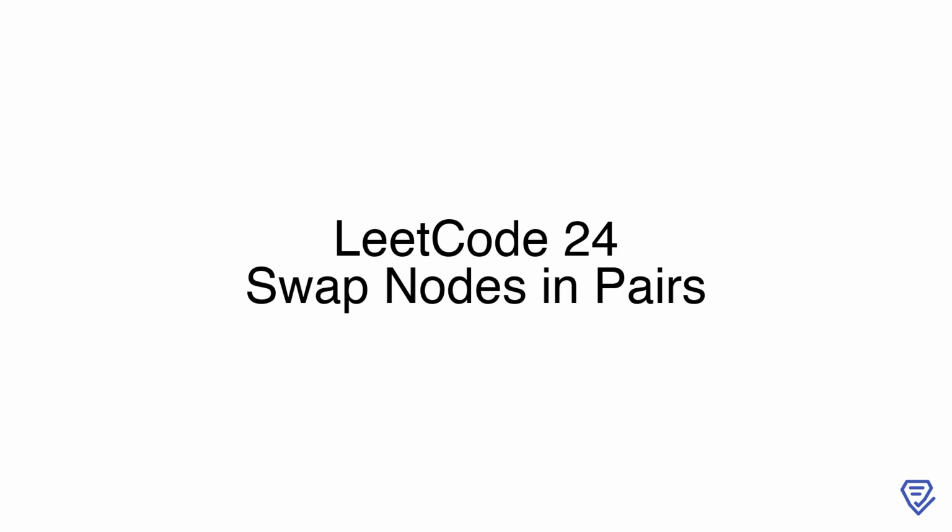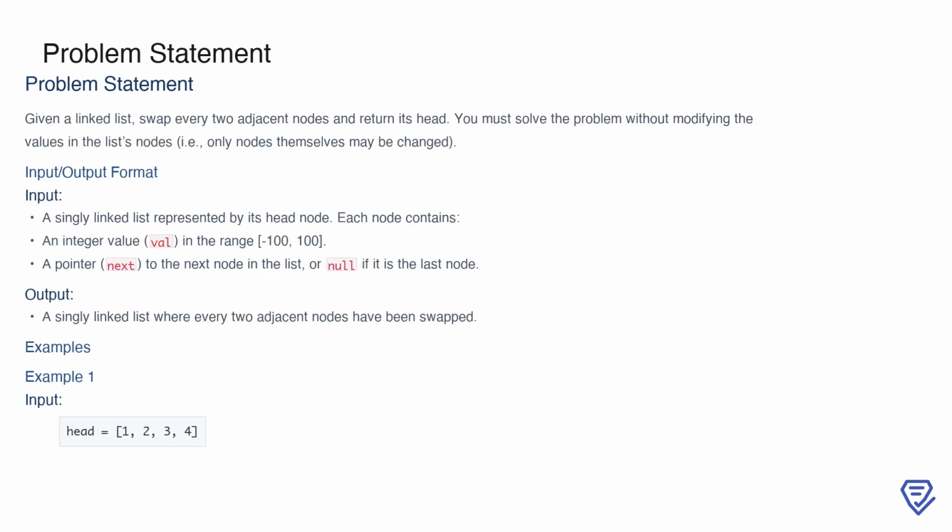Welcome to this walkthrough of LeetCode problem number 24, swap nodes in pairs. In this problem, we'll explore how to swap every two adjacent nodes in a linked list without modifying their values. By the end of this session, you'll gain a deeper understanding of linked list manipulation and how to develop efficient solutions. Let's dive in.